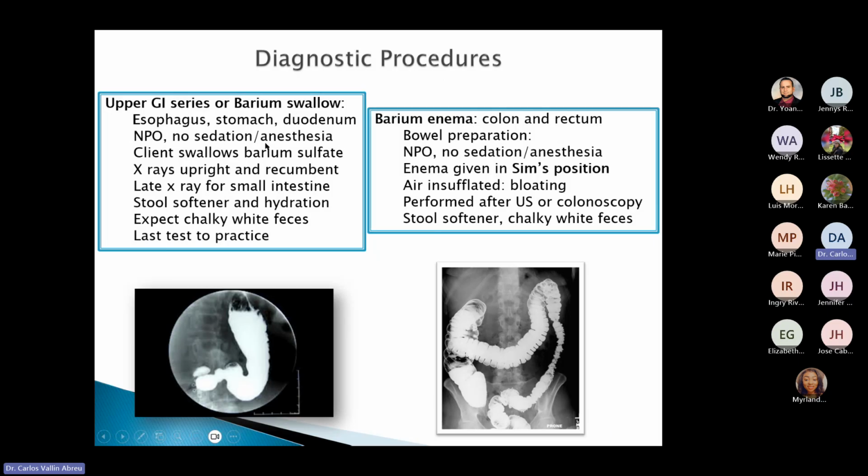After this procedure, the client is going to be passing the barium, and for that reason, the feces are going to be whitish. Tell the patient, so the patient is not scared by this finding. And generally, some kinds of stool softeners or laxatives are recommended to favor the elimination of the barium in the following days. Of course, a diet rich in fiber and abundant fluids.